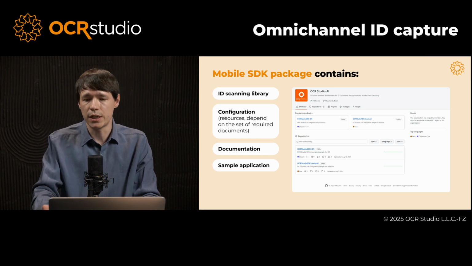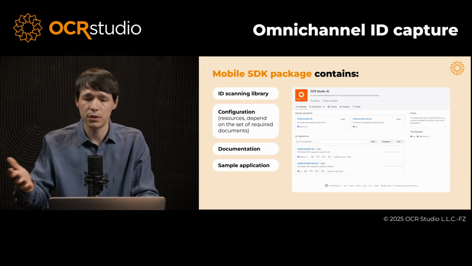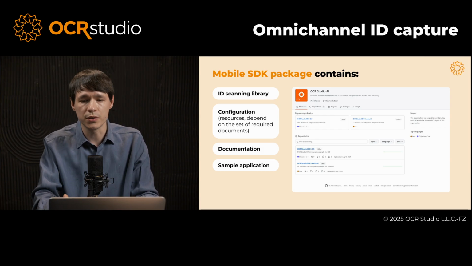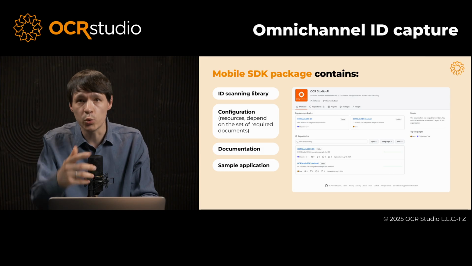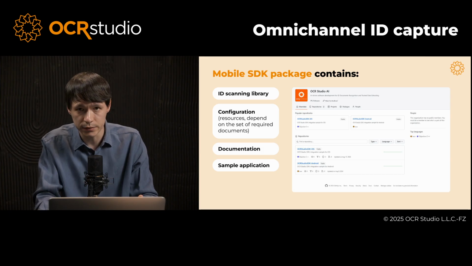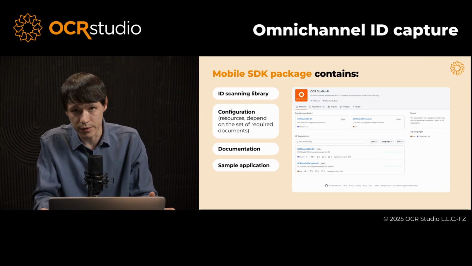So when you need to integrate the SDK into your app, you can simply add the provided library into your project. You use the sources of the sample application in order to build an activity or a controller which would scan the ID. You can modify the sample application code. You can modify the UI of the scanning process itself. What you cannot modify without help is the configuration and the library, the scanning library itself.